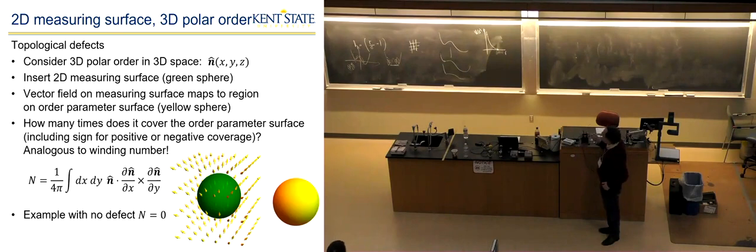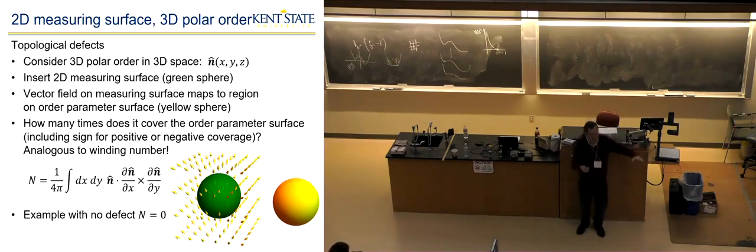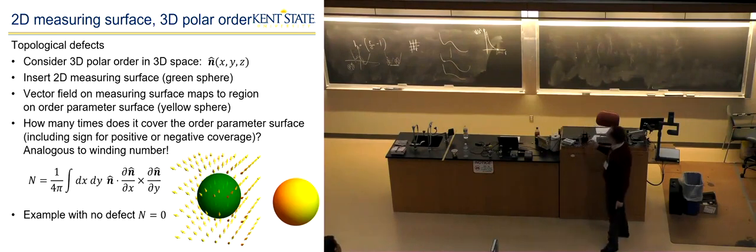So this is a picture that does not have any defect associated with this measuring surface. Inside of this measuring surface is defect-free. This complicated looking integral is how you count how many times you have covered the surface. The net positive coverage minus negative coverage is this integral. So this is an example where this integral comes out to be 0. There's 0 net coverage.